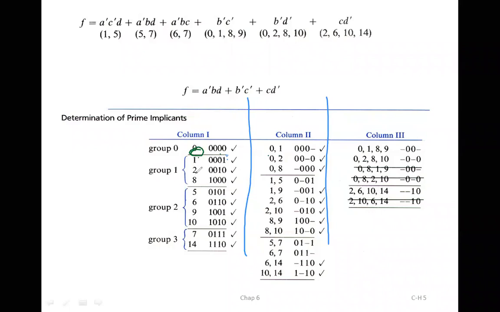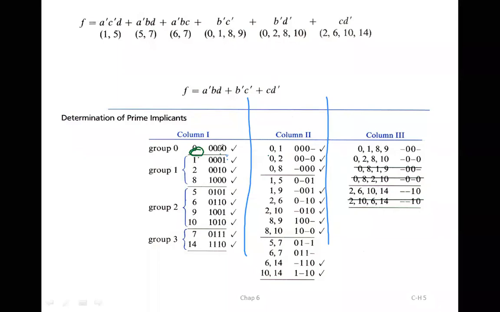Now 0 should be compared with 8. So again, first bit, this is 0, this is 1. So there is a change. The remaining 3 bits are as it is. So 0 and 8 is the minterm name, the column name. Next, this is over. So now what we have to do, go to group 1 and group 2 comparison.